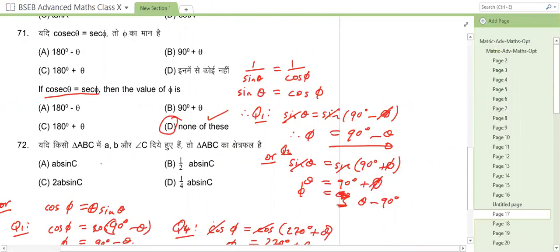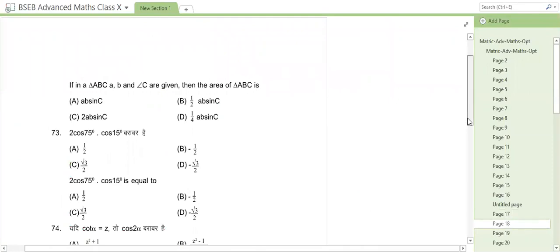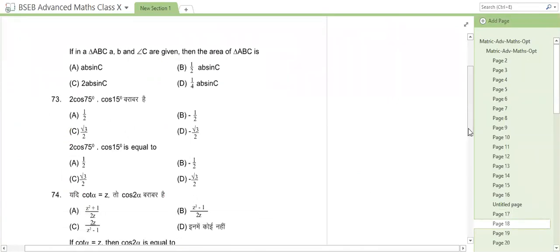In triangle ABC, question number 72. In triangle ABC, AB and angle C are given, then the area is equal to half AB sine C. Half AB sine C.